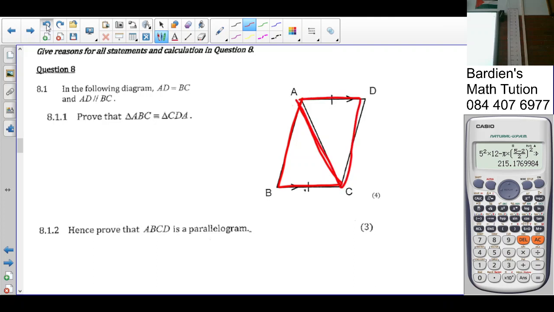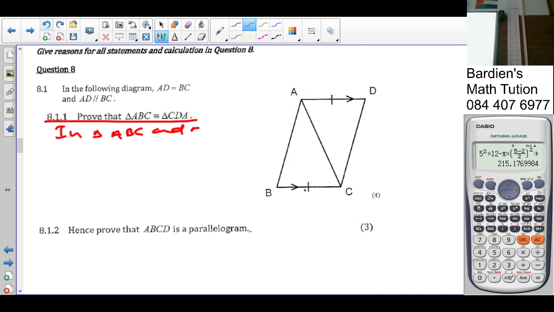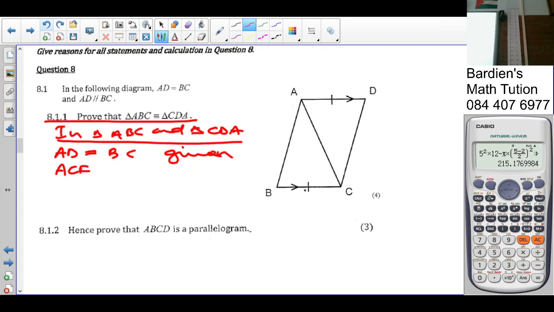What can we say about the 2 triangles? So we say in triangle ABC and triangle CDA, what can we say? AD equal to BC, why? Given. What else can we say? AC is a common side. Okay.